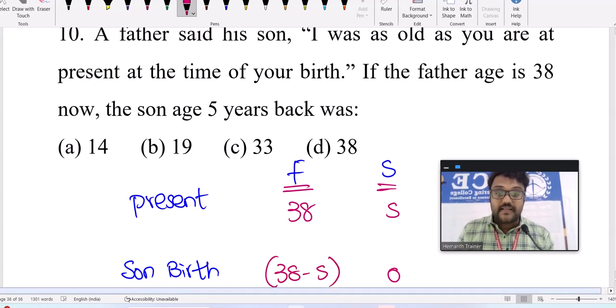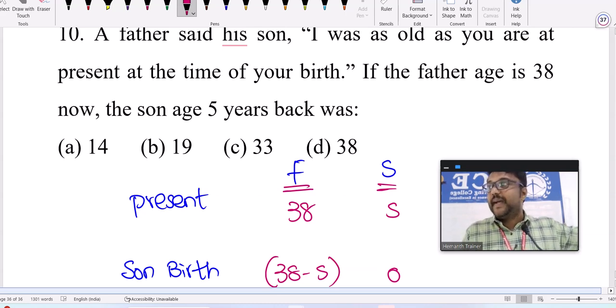Why minus S? If your age is 20 and you want to know your father's age at the time of your birth, subtract your age from your father's age. If your father's age is 50 and your age is 20, then 50 minus 20, which is 30, is your father's age at the time of your birth. That was 20 years ago; here it is S years ago, so I need to subtract S.